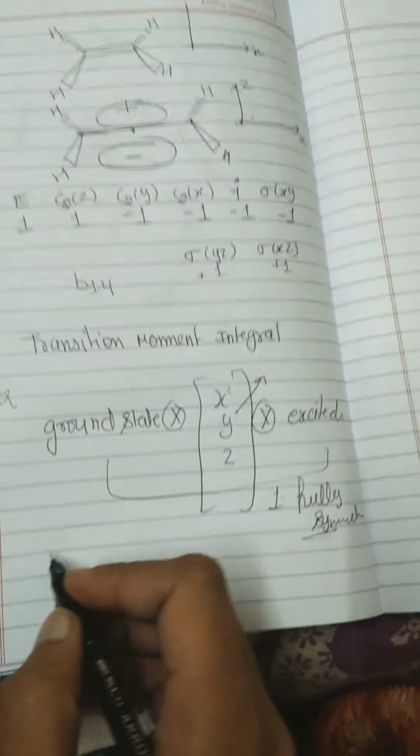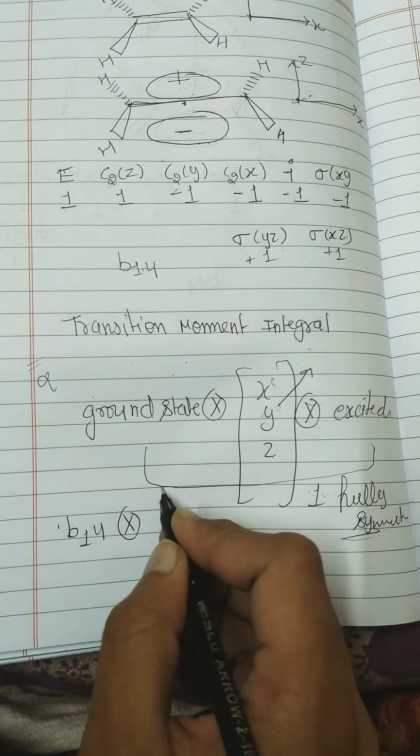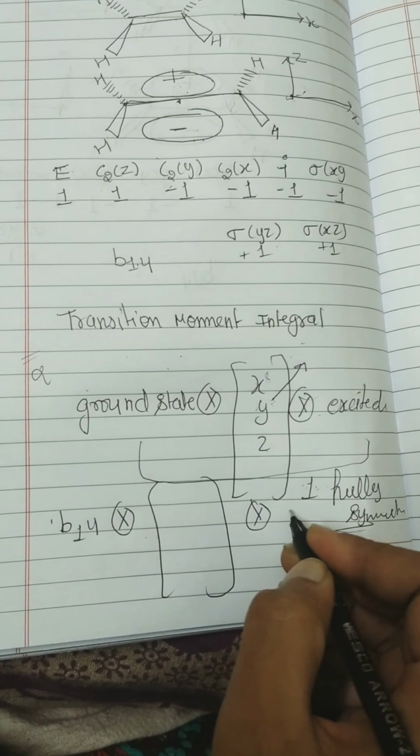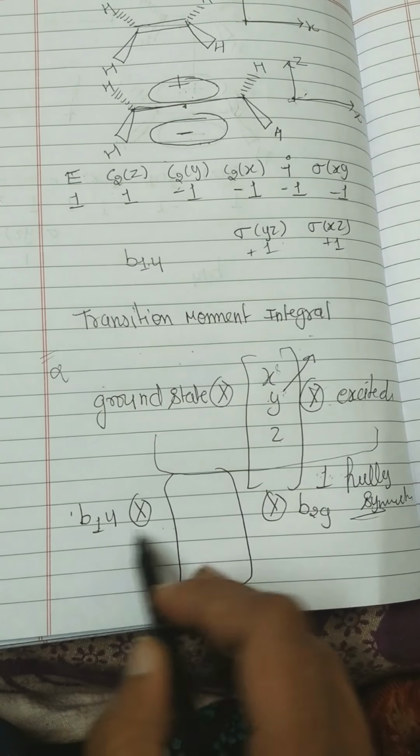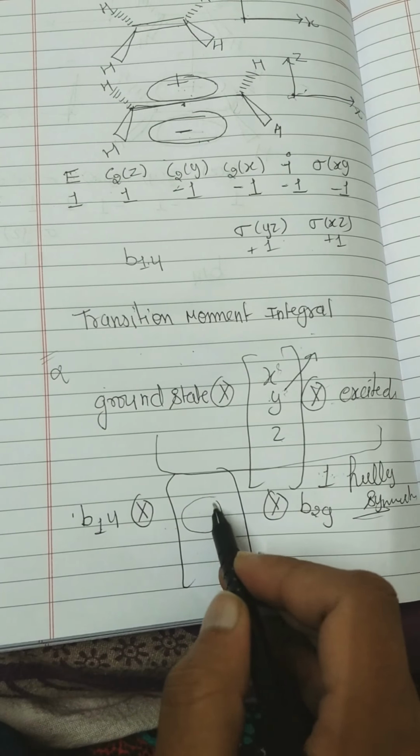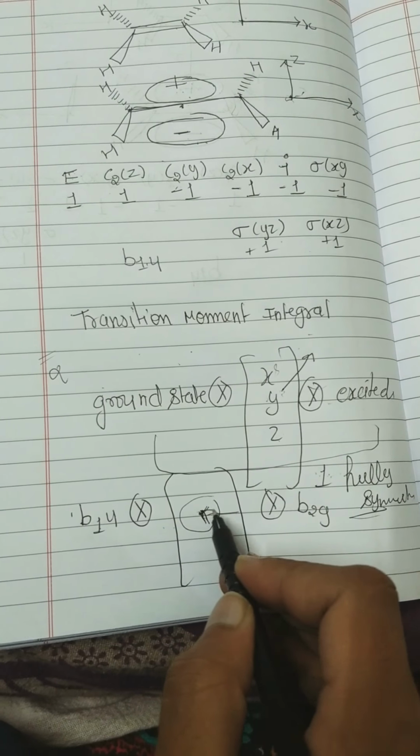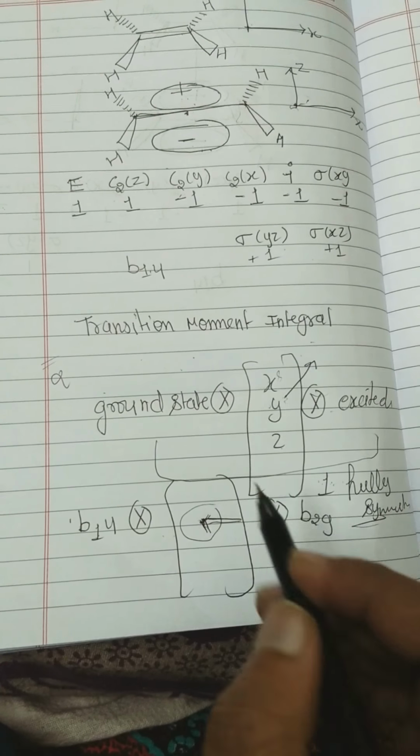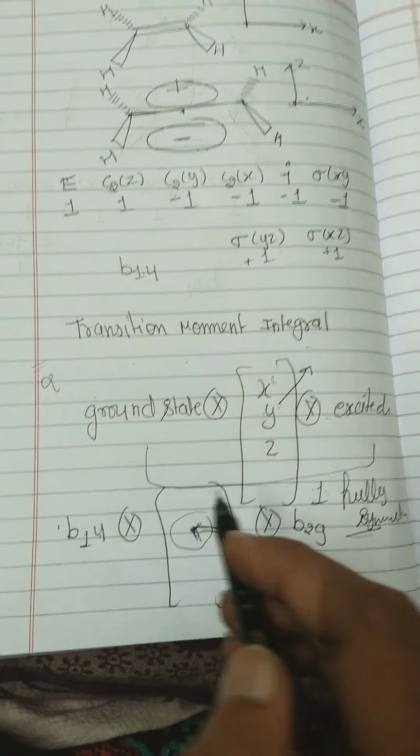So from B1U cross product B2G. We have to find out first the direct product between these two, and then check multiplying by which direction's irreducible representation we are getting the fully symmetric representation. That polarization will lead to the transition. So first we have to find out the direct product of B1U and B2G.